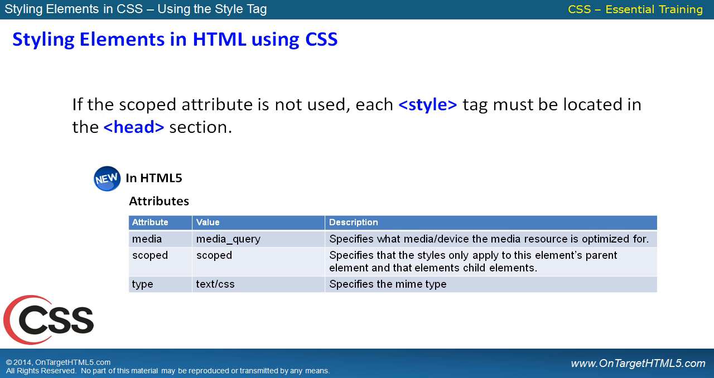Scoped specifies that the styles only apply to this element's parent element and the element's child elements. So if I scope a style tag inside of an element, it only applies to that parent and the children of that parent. And the type specifies the MIME type of the actual styling.